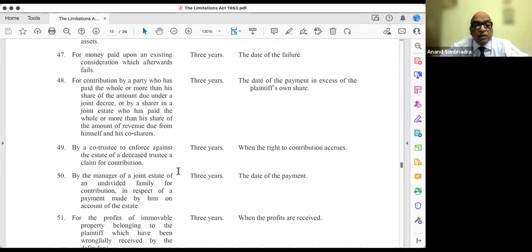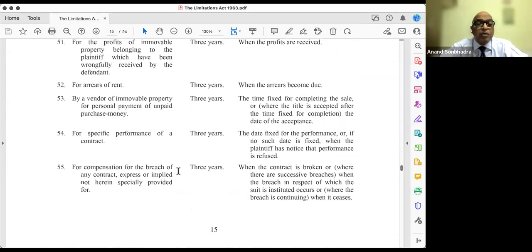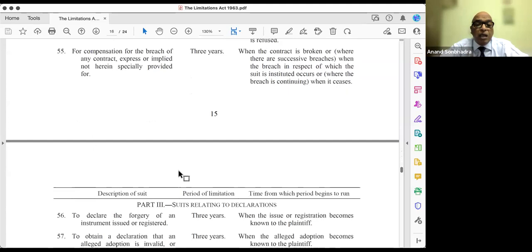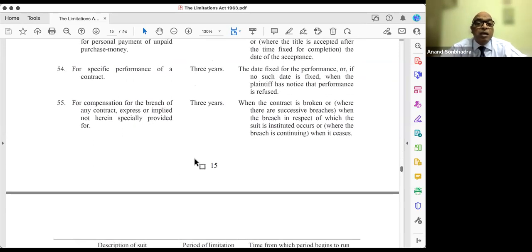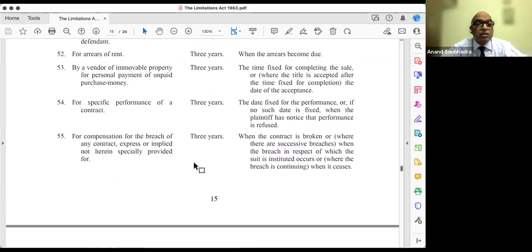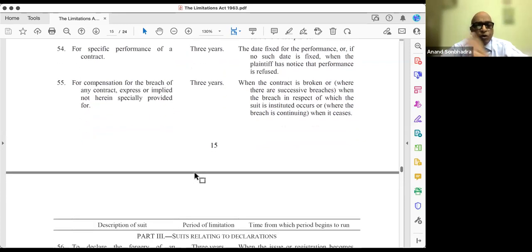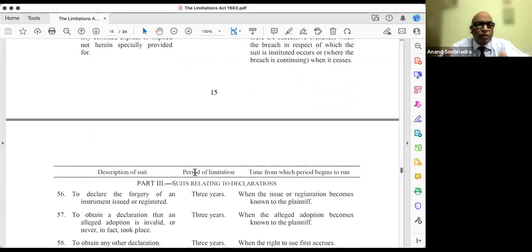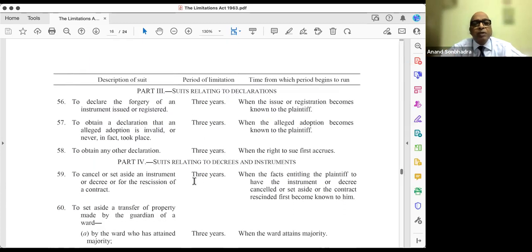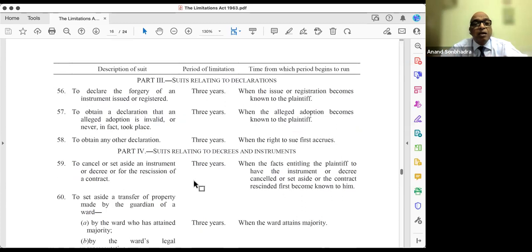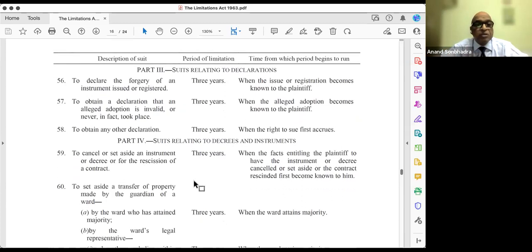For ease of understanding, which I'll repeat later also, contextually the runtime may differ depending on the specific description of the suit. But what we see is that a 3-year timeline is generally provided. This is just for ease of understanding as a layman, not as a professional. As a professional, we'll have to take the specifics of the case on hand and match with where we fall in. Then part 3 deals with suits relating to declaration. Here also we see largely 3 years, or it's 3 years only.